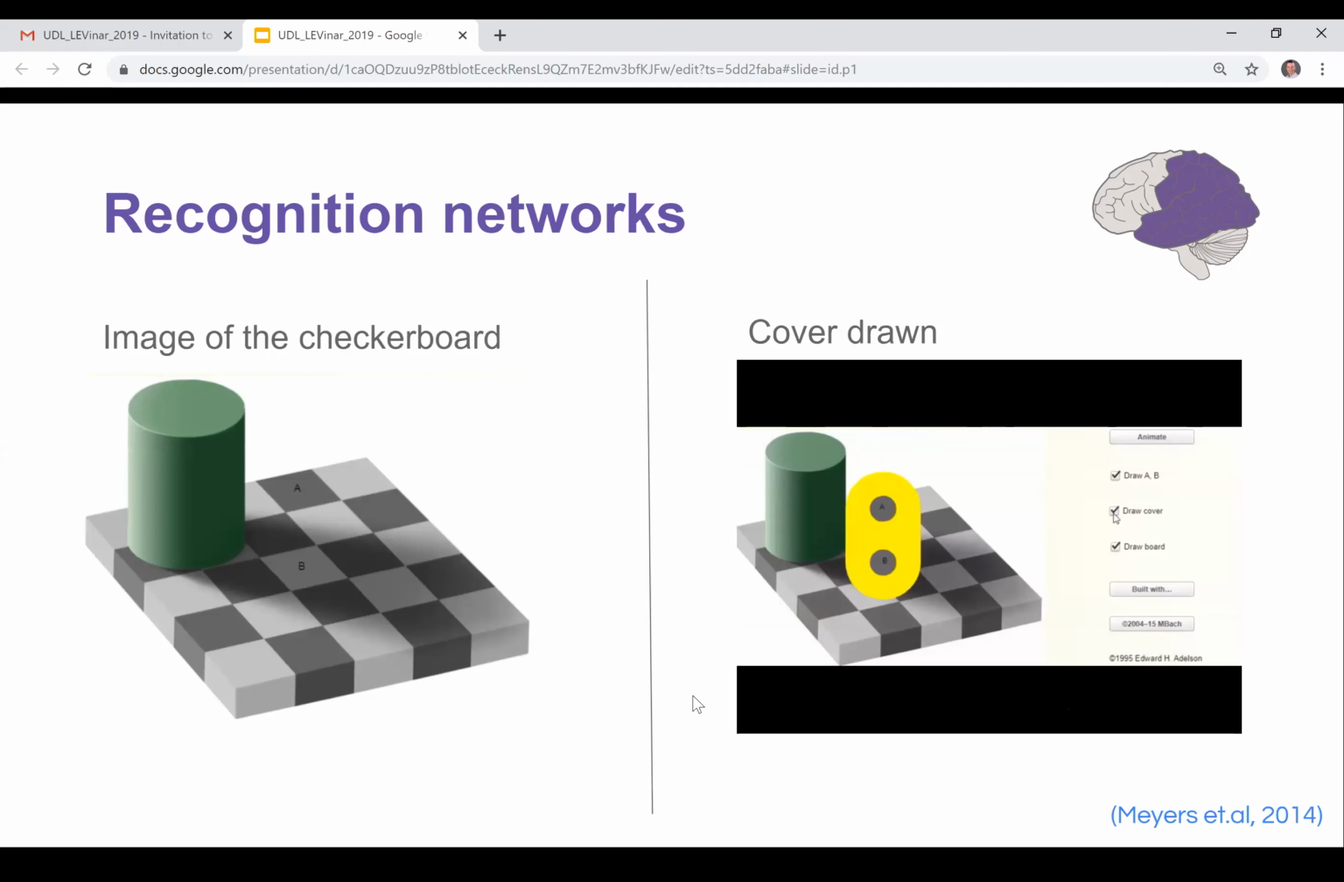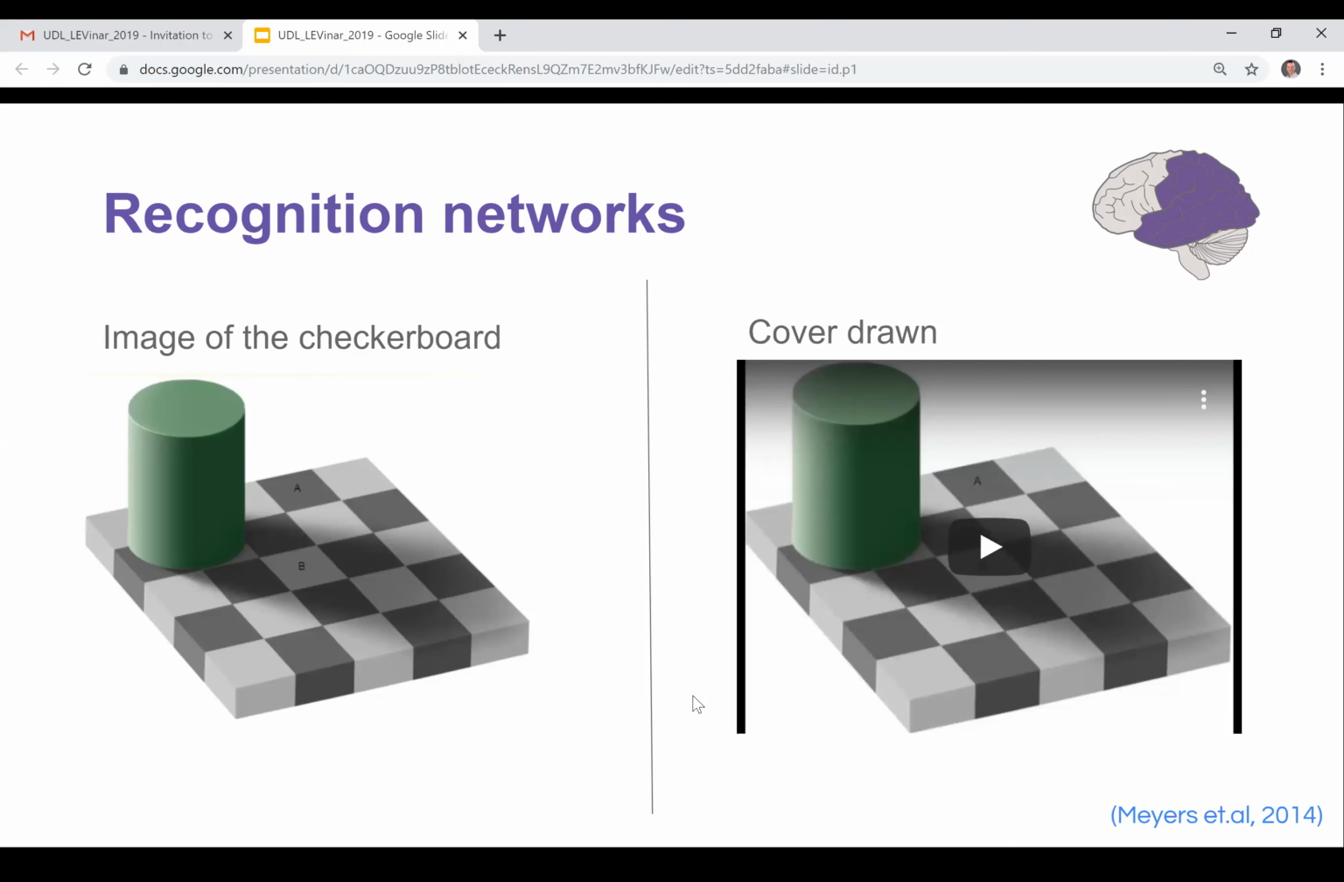So as I draw that cover, I see that those actually are the same colors. But when that cover is not there, my brain is telling me that that is a checkerboard. Huh. And some of you might be thinking, oh, this is just a trick on a computer. But believe me, I've printed this out and made my own cover, and it's crazy.